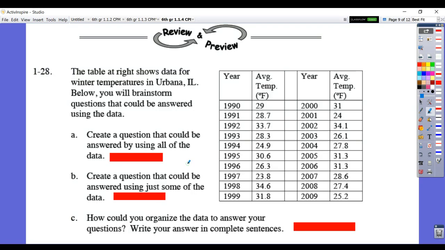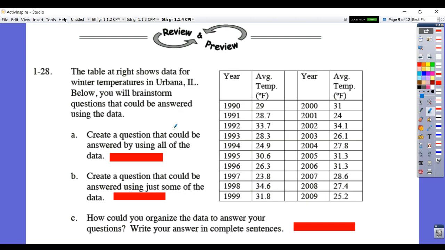Or you could ask, what is the highest temperature between 1990 and 2009? For B, they want you to create a question that could be answered by just using some of the data. So maybe you would say, from 1990 to 1999, what is the average temperature? Or what is the median? Or what is the difference between the highest and the lowest?